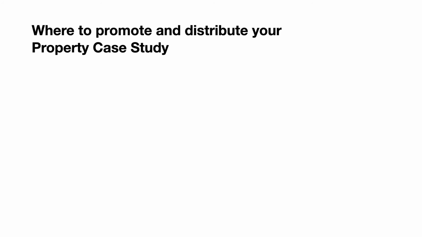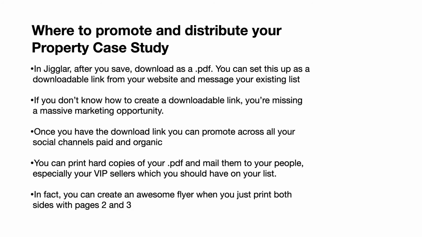Okay, so let's take a look at where to promote and distribute your property case study. So in Jiggler, after you save or download as a PDF, you can set this up as a downloadable link from your website and message your existing list. So if you want to send this document out to somebody in an email, you want them just to click on it. You don't want them to have to jump through hoops or sign into something. You just want them to click on it and get your message, right? Remove any barrier you can.